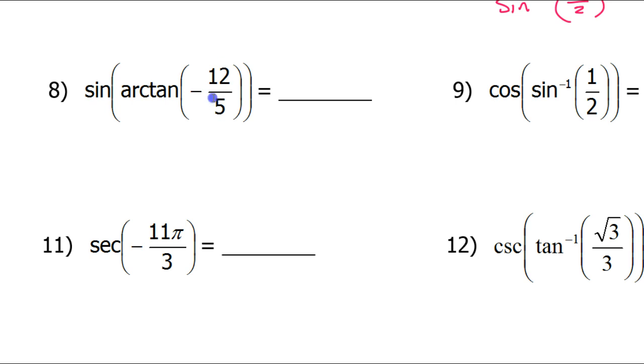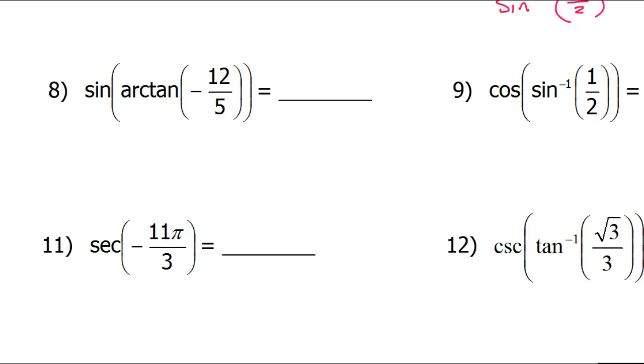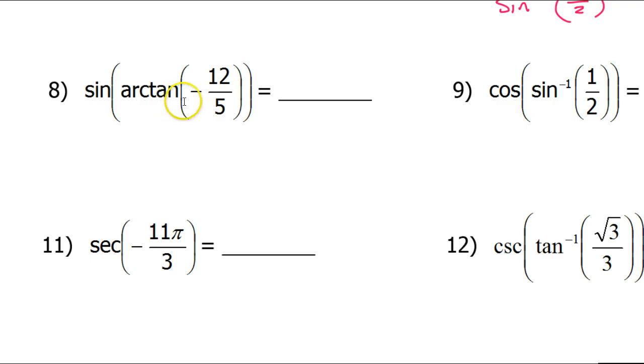Arctangent of this is the angle whose tangent is this right here. Now, this is not one of the special values. We are not going to find 12 over 5, as none of these answers are 12 over 5. So this is not a special angle, so we're going to have to use a different strategy for this. So what are we going to do? Well, tangent is opposite over adjacent. So tangent is sort of the y value over the x value.